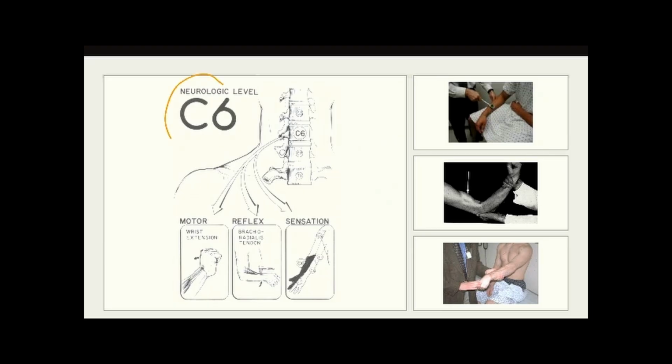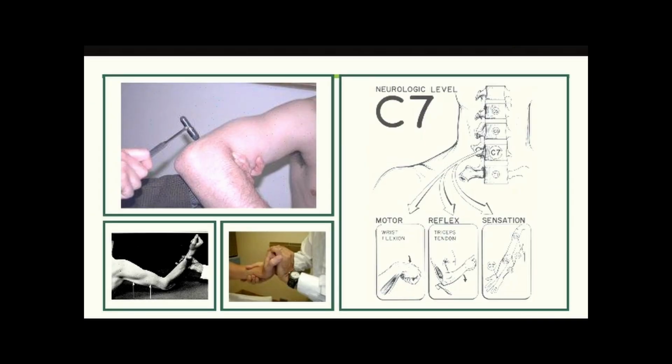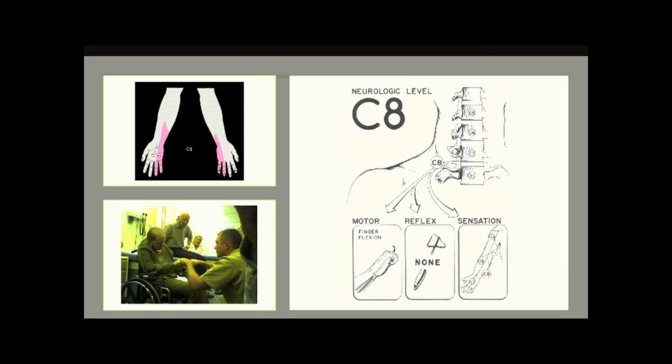C6, wrist extension. So if they can't extend their wrist, that's a C6 problem. Brachioradialis is the tendon involved for that one. C7, wrist flexion, and that's your triceps tendon. C8, finger flexion. There's no reflex for it, but finger flexion.